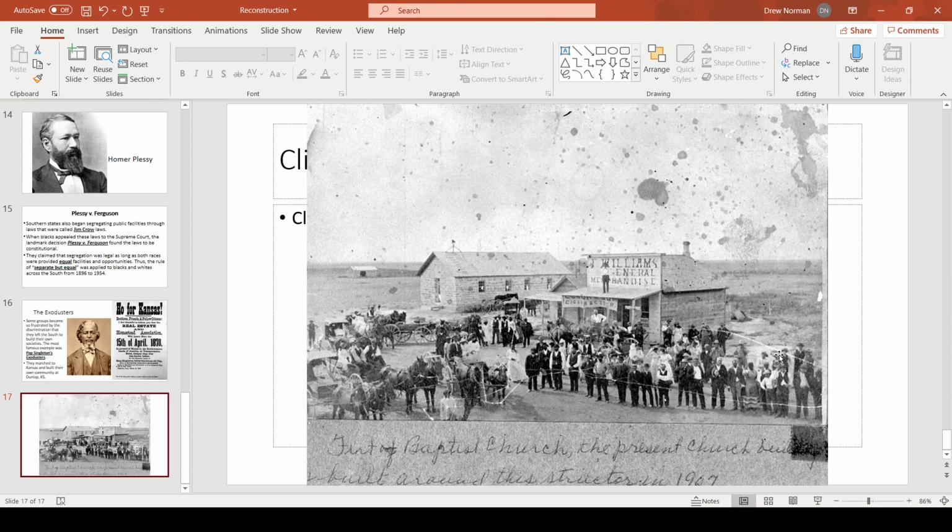Unfortunately, once the military was pulled out, however, beginning with the 1876 election, that led to African Americans being left behind with Jim Crow laws restricting their rights, ending their right to vote, and eventually seeing them segregated and treated as second-class citizens. So that is it for this lesson.